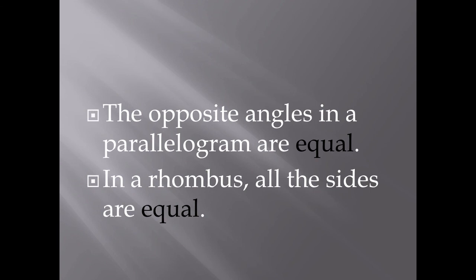The opposite angles in a parallelogram are dash. We have discussed in this video. In a parallelogram, opposite angles are equal to each other. In a rhombus, all the sides are dash. We know that in a rhombus, all the sides are equal.